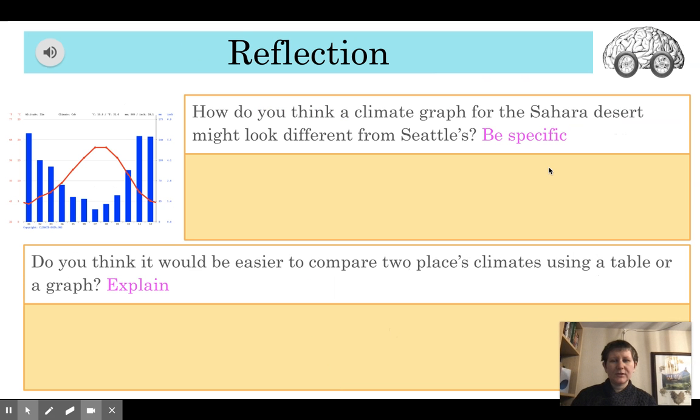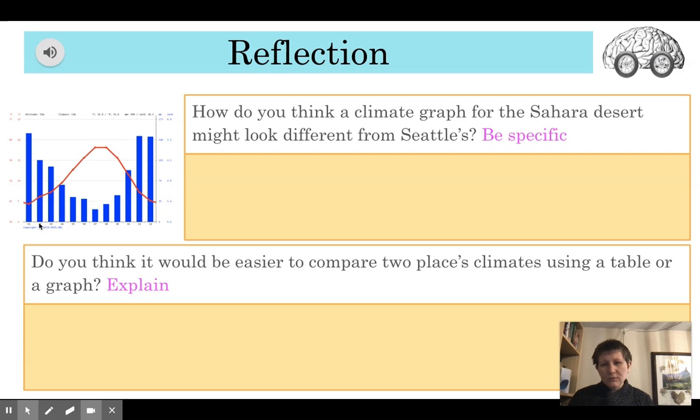And then finally, a reflection. So how do you think a climate graph for the Sahara Desert might look different from Seattle's? Be specific. So how do you think that temperature line might look different? Would it be a different shape? Would it be in a different place? And what about those precipitation, that rainfall? How might that be different for the Sahara Desert from Seattle?